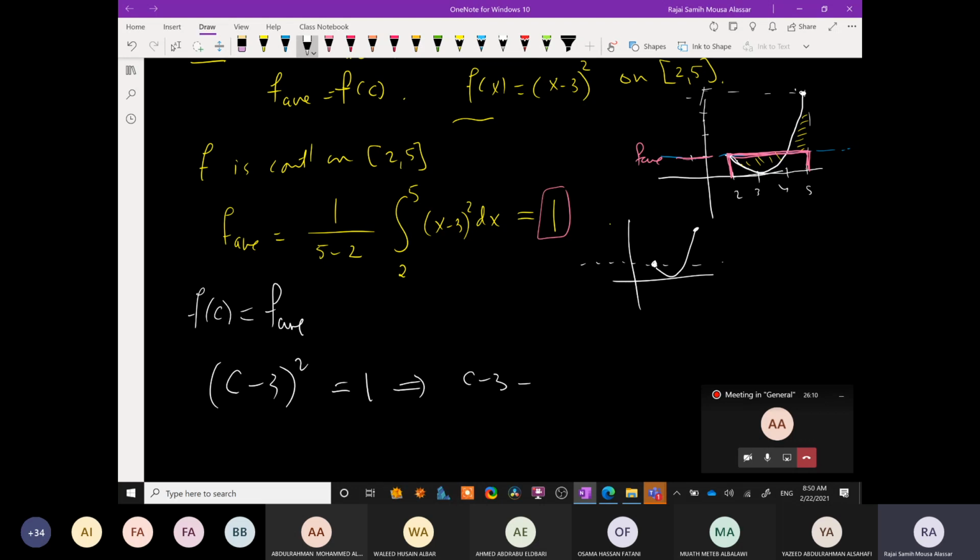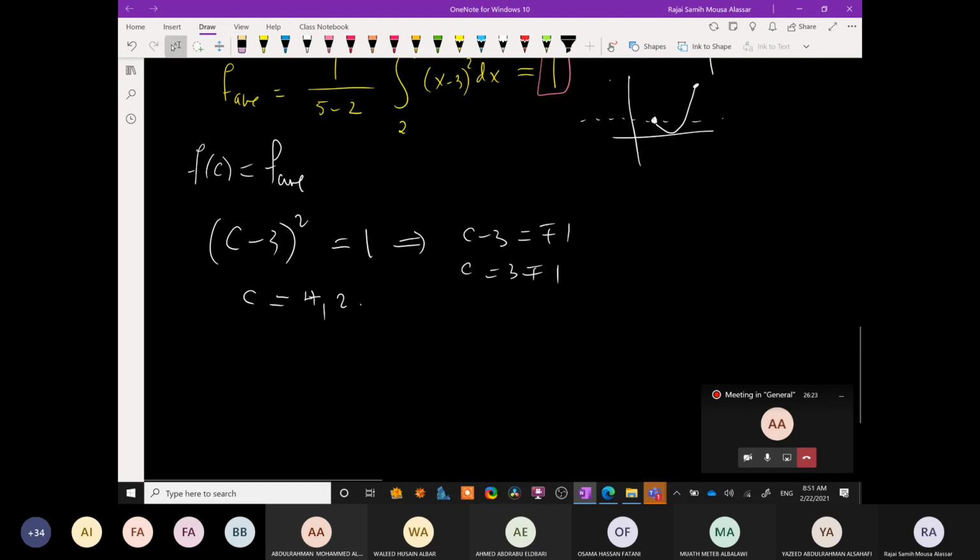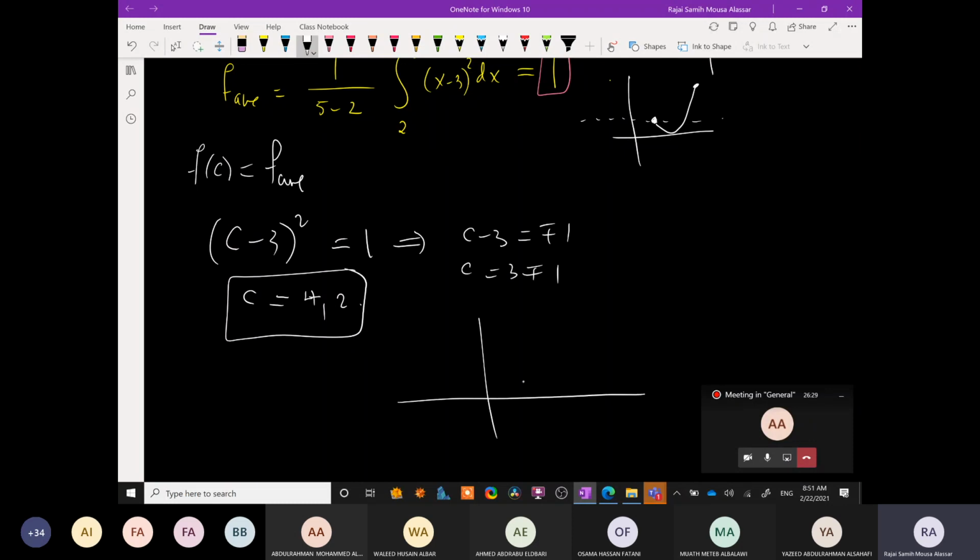So c minus 3 is equal to plus or minus 1. So c is equal to 3 plus or minus 1. So c is either equal to what? 4 or what? Or 2. Isn't it, Ashram? Yes? So what we're saying is that you will hit the average value at these 2 points. And this is true. This is 2, sorry. This was 1. And at 5, this was, I think, 4.